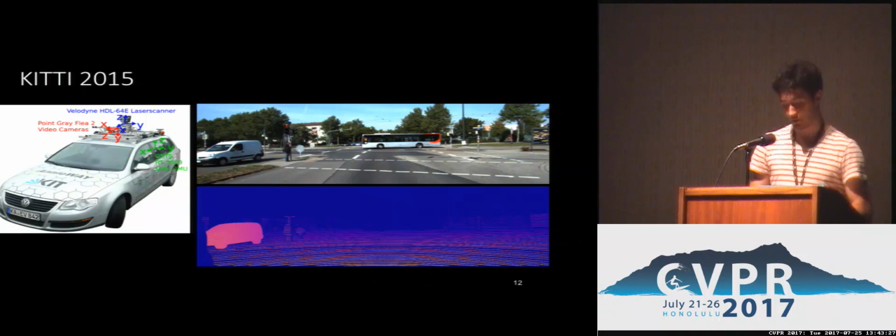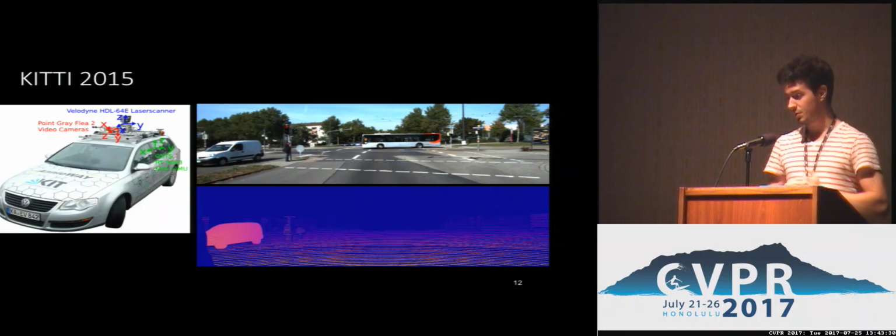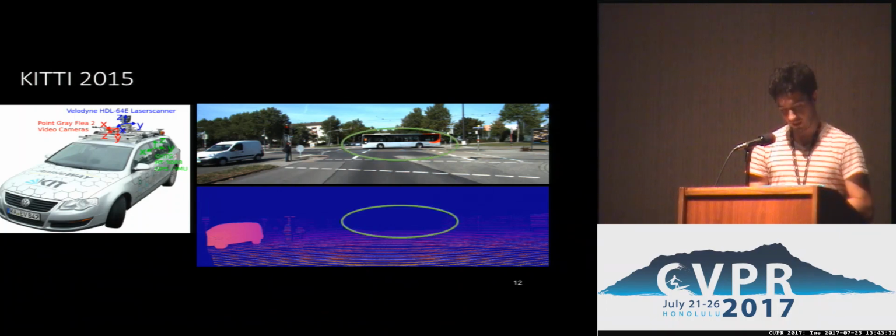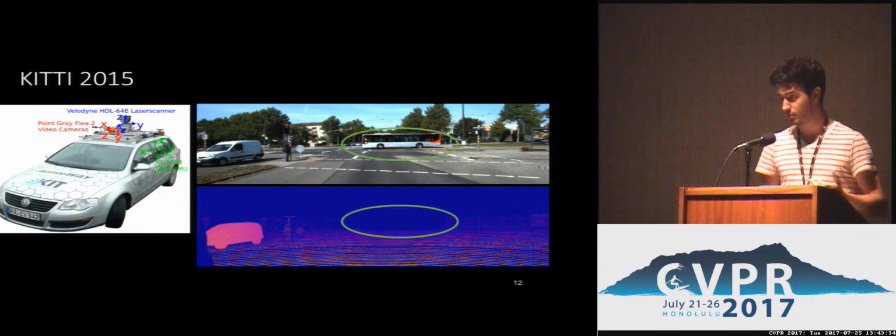As you can see, it is pretty sparse. It doesn't have any depth information above the horizon, and some objects, such as this bus, are actually missing from the data because they're moving.